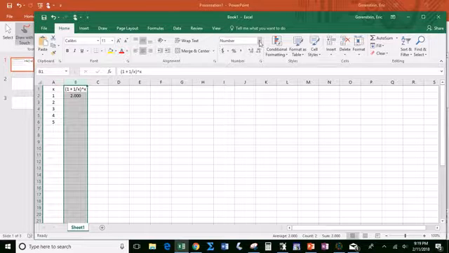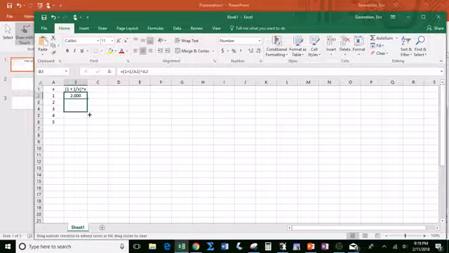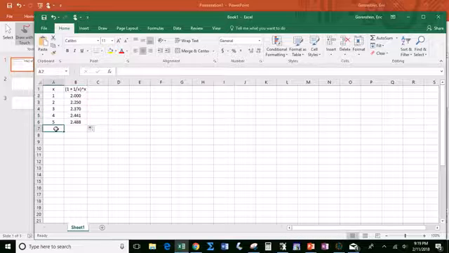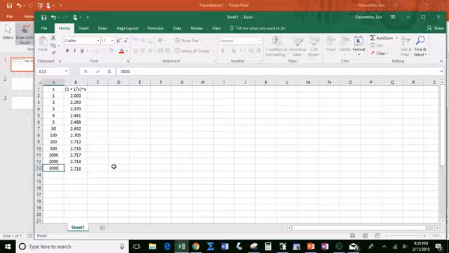And let me round this to 3 decimal places. Okay, so when I drag this formula down, at each line it'll use the number to the left. Now let's use some larger numbers, maybe 50, 100, 200, 500, 1,000, 2,000, 3,000.